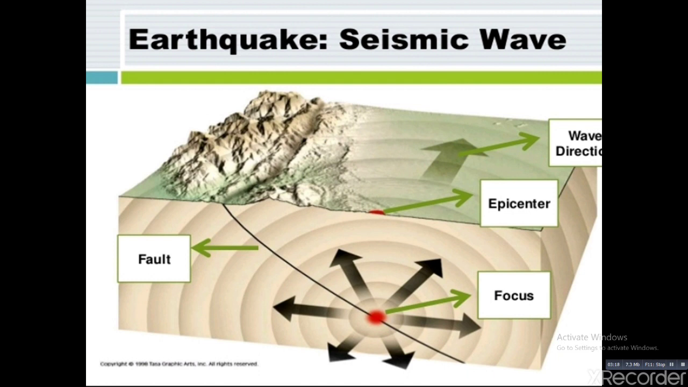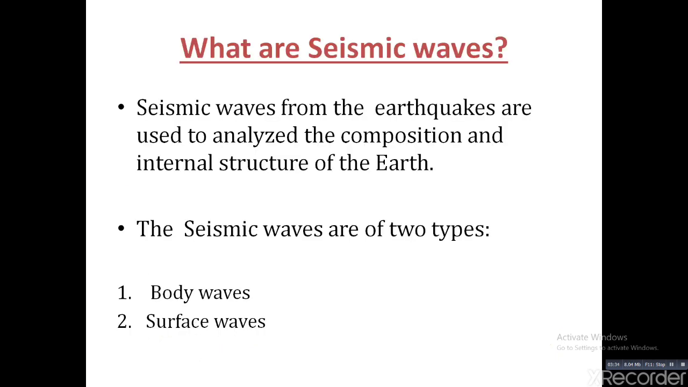Due to the earthquakes, energy waves are released, which travel in all directions. These waves are called seismic waves. See in the diagram. Seismic waves are of two types. What are seismic waves? Seismic waves from the earthquakes are used to analyze the composition and the internal structure of the earth. The seismic waves are of two types: body waves and surface waves.